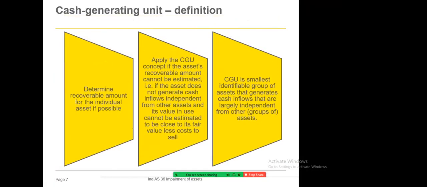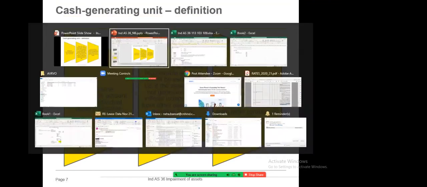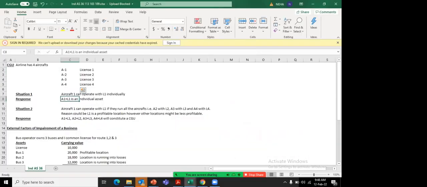Now let us see the definition of cash generating unit. The definition of a cash generating unit is the smallest identifiable group of assets that generate cash flows that are largely independent from other assets or groups of assets. So if I go to the same example, the revenue from aircraft 1 was dependent on the other aircraft. That is why we say that these 4 aircraft will be considered as one CGU.